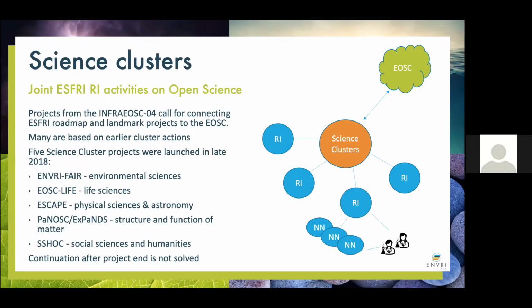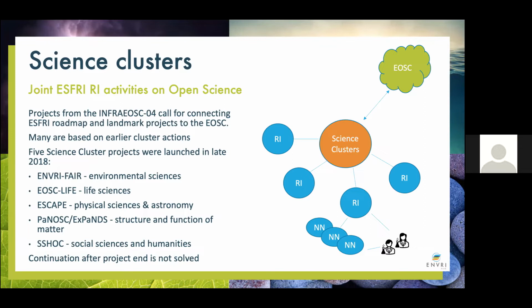So science clusters, for those who don't know, are basically these kind of joint ESFRI infrastructure activities. So European big infrastructures working together. And there have now been 5 different projects funded by the Commission on this aspect. And of course, some of these clusters already existed before.